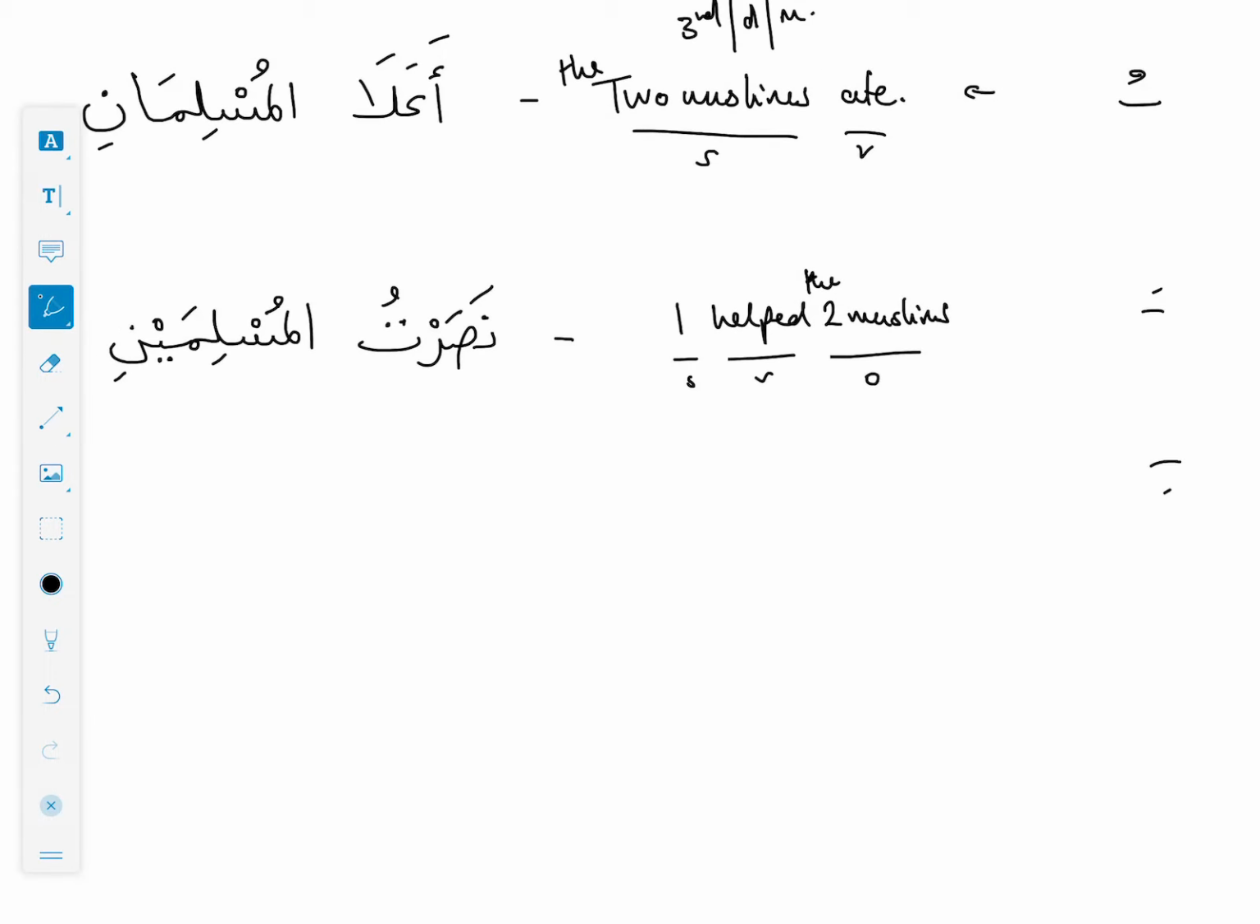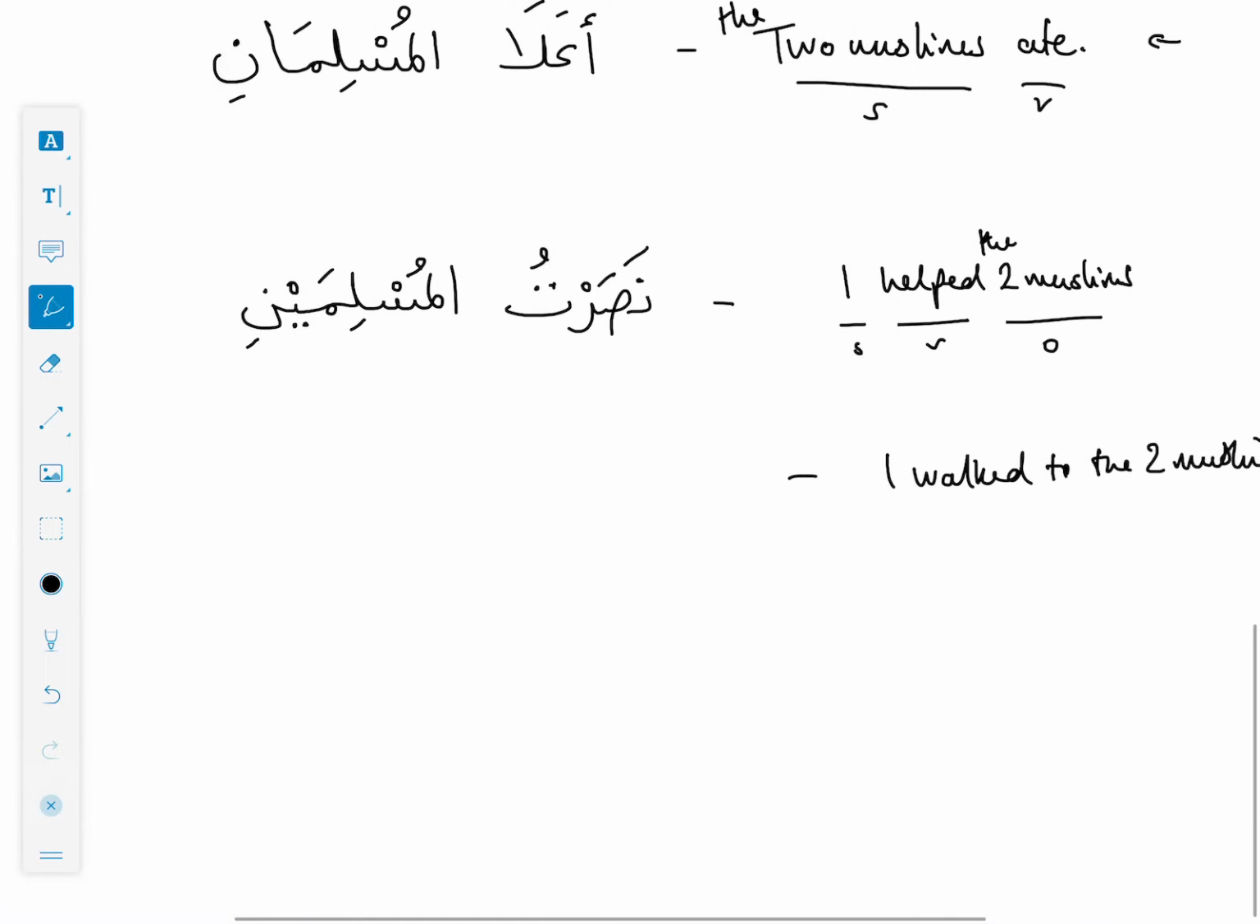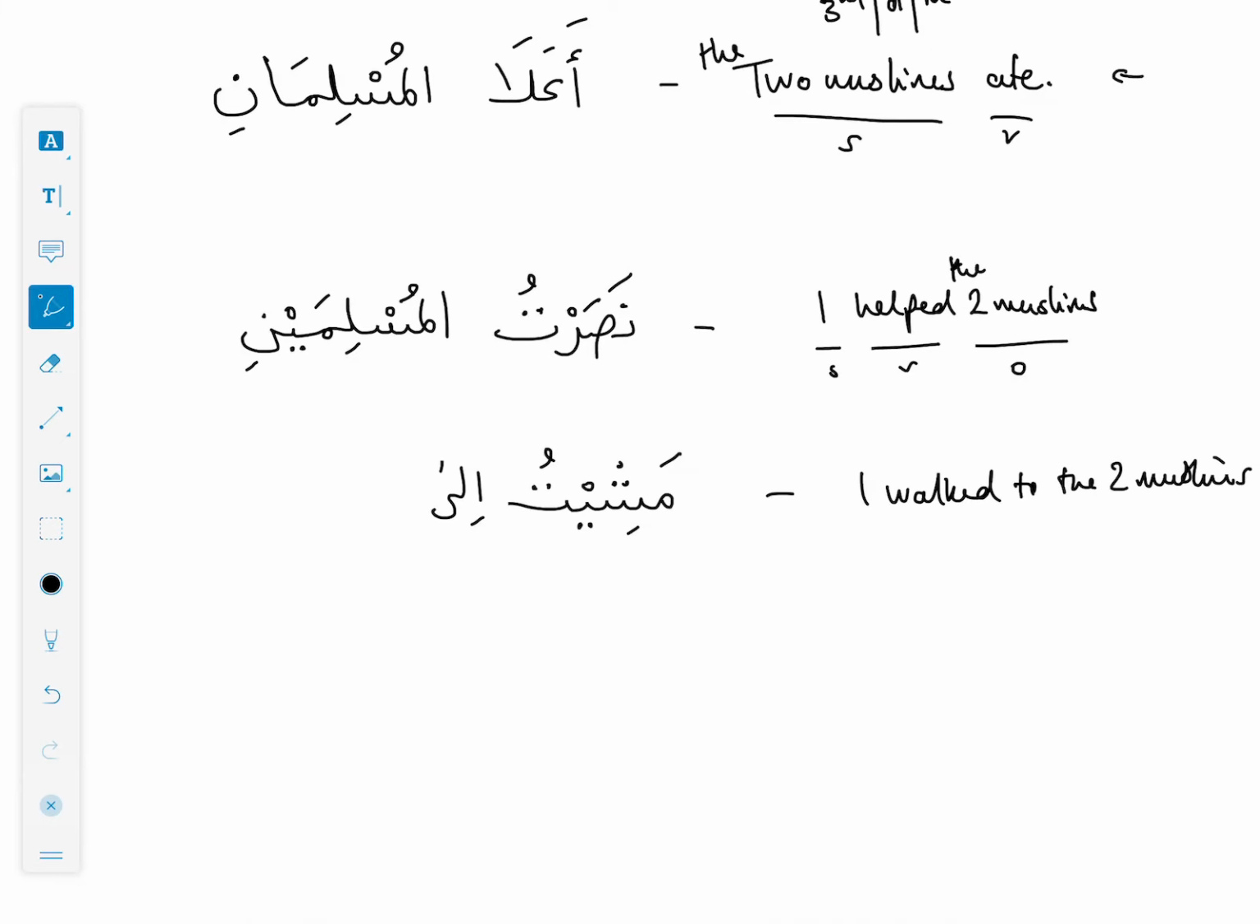And finally, in a Kasra state, let's say for example it is after a preposition. So, I walked to the two Muslims. The word for I walked is mashitu. Ila is a preposition, and the preposition will cause the word that comes after it to be in a Kasra state. Therefore, in the Kasra state, the ending is again aini.